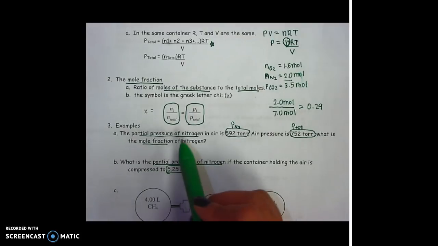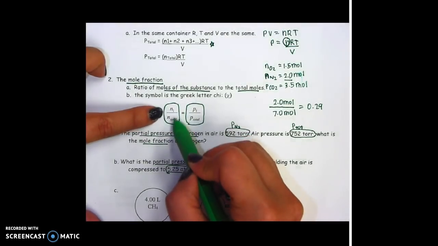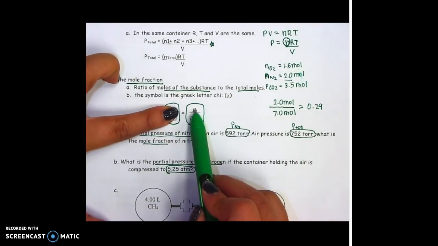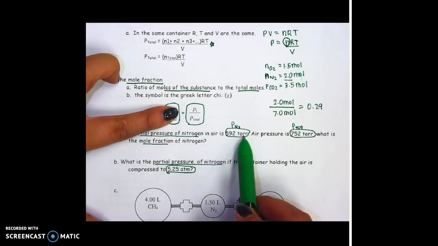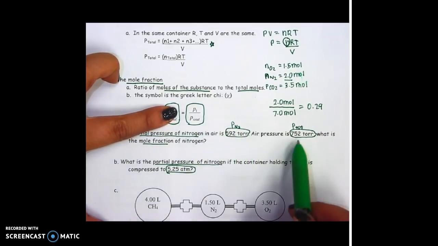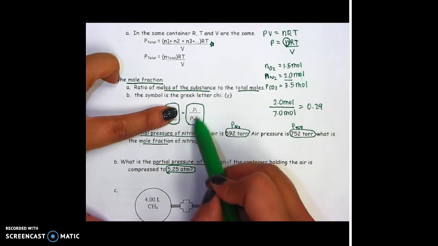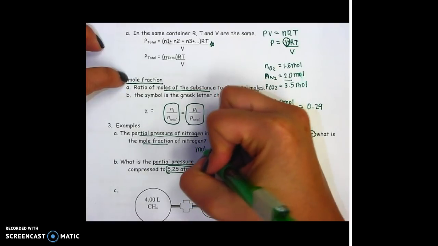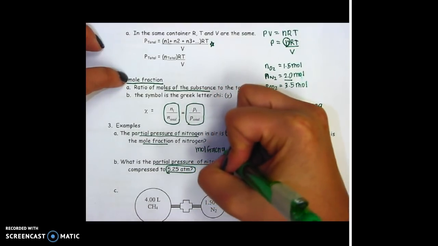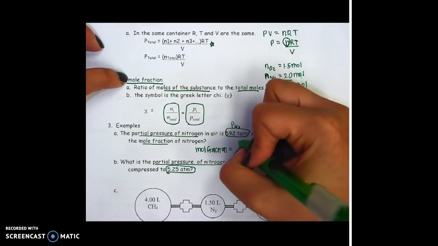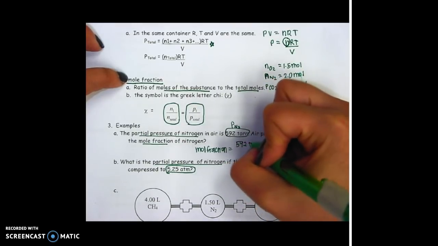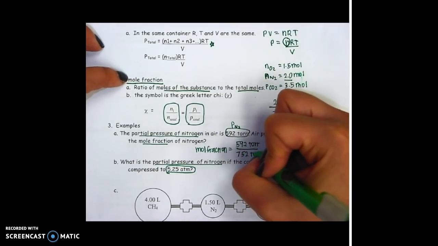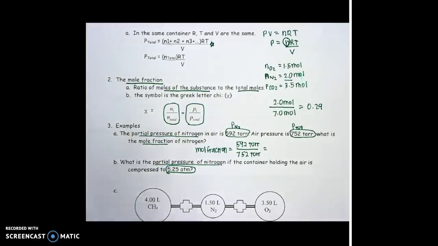So simple, I'm trying to solve for what this is, the N1 over N total, but I know the information here. I know that the P1 on top is 592 torr for the nitrogen. I know the P total is 752 torr. So if I just divide that number, I could figure out what the mole fraction is right here. So I'm going to just write mole fraction is equal to my P1, which is my pressure of just nitrogen, so 592 torr, and I'm going to divide it by my total pressure of 752 torr. Okay, so we're going to go through and just divide that out.